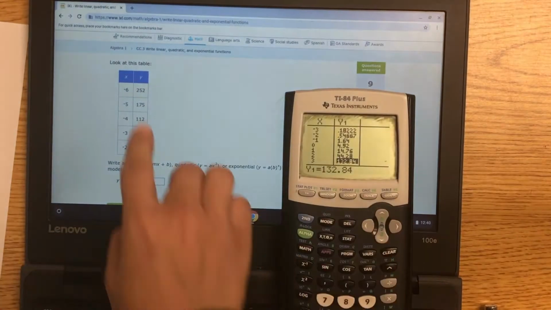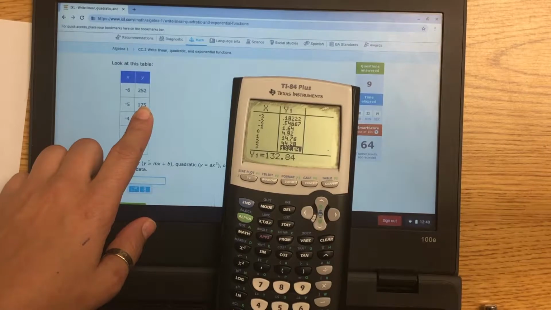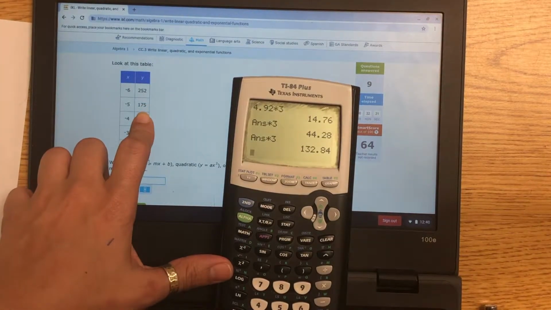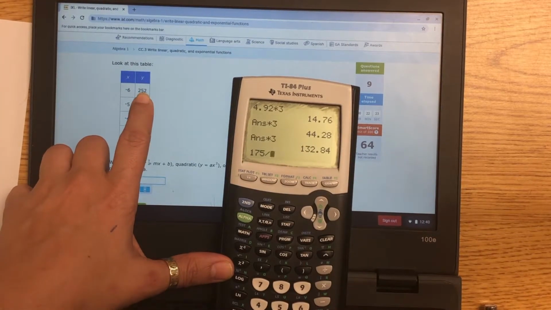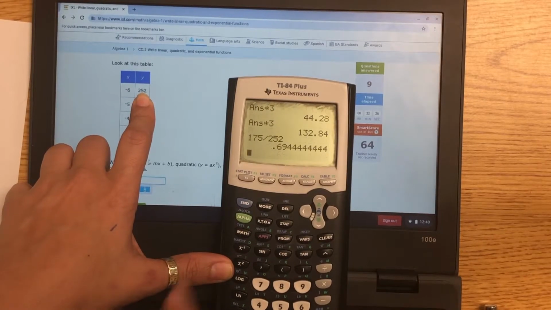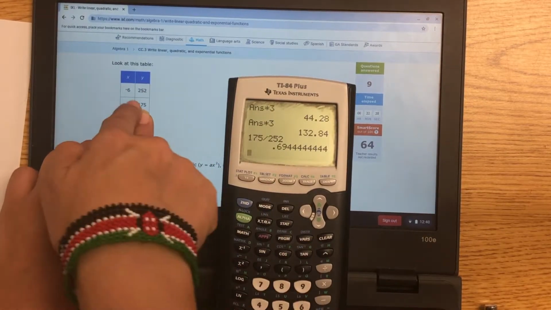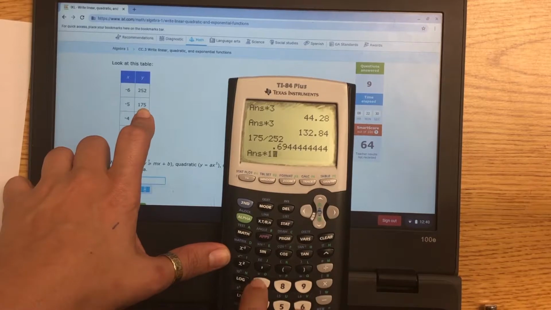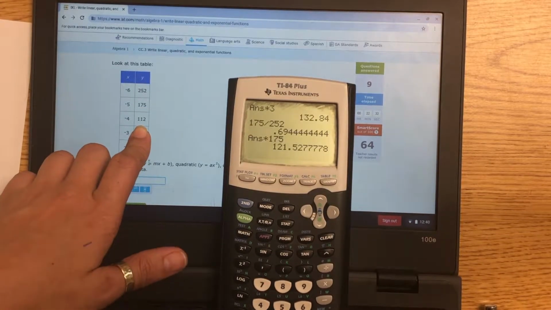All right. Second number divided by first number. And then I'm going to multiply each number by that. So I'm going to do 175 times that. Do I get 112? I don't, so it's not that.